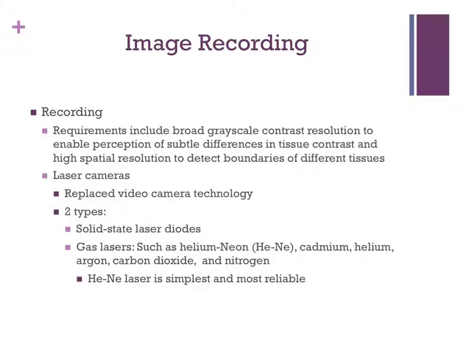Laser cameras replaced the video camera technology, and there are two types of lasers used for film recording in CT, which are solid-state laser diodes and gas lasers. The gas lasers include helium neon, helium cadmium, argon, carbon dioxide, and nitrogen. The helium neon is the simplest and the most reliable gas laser.